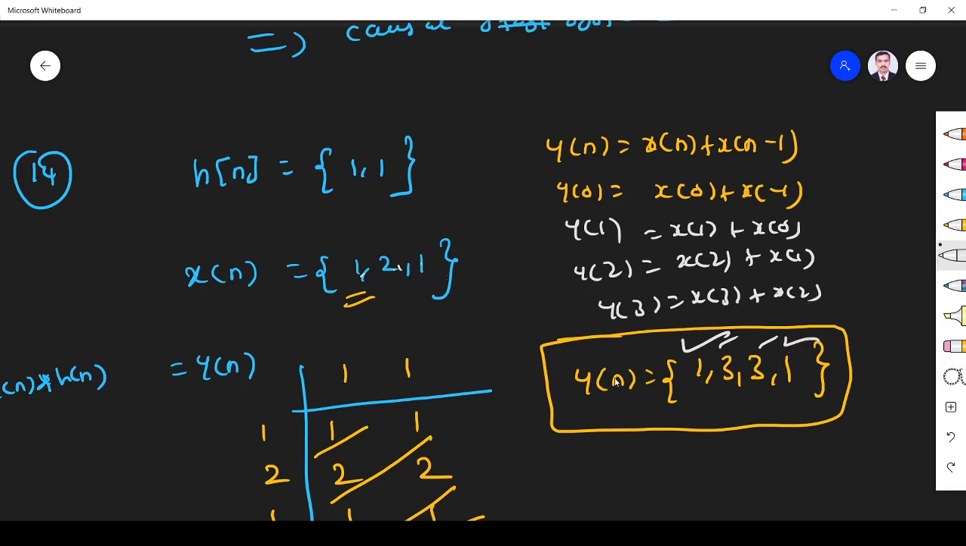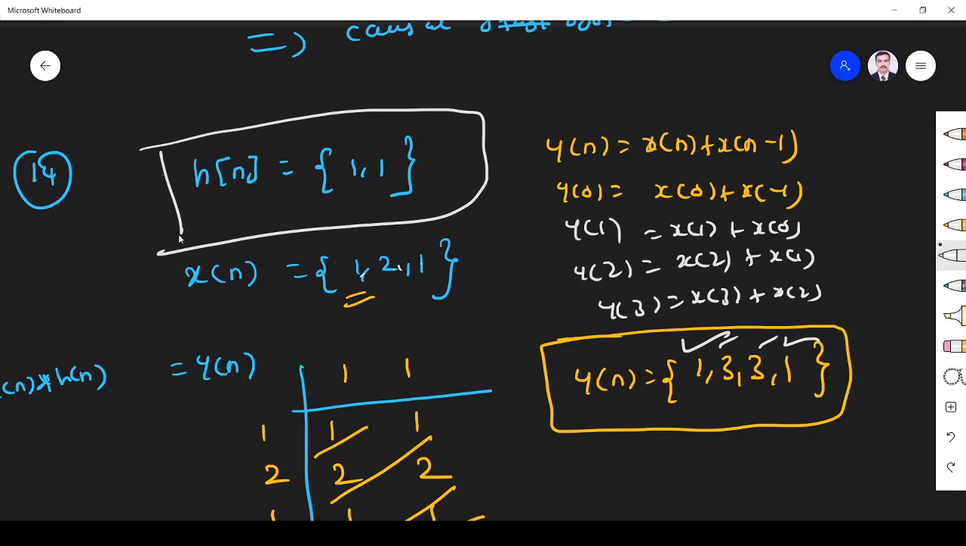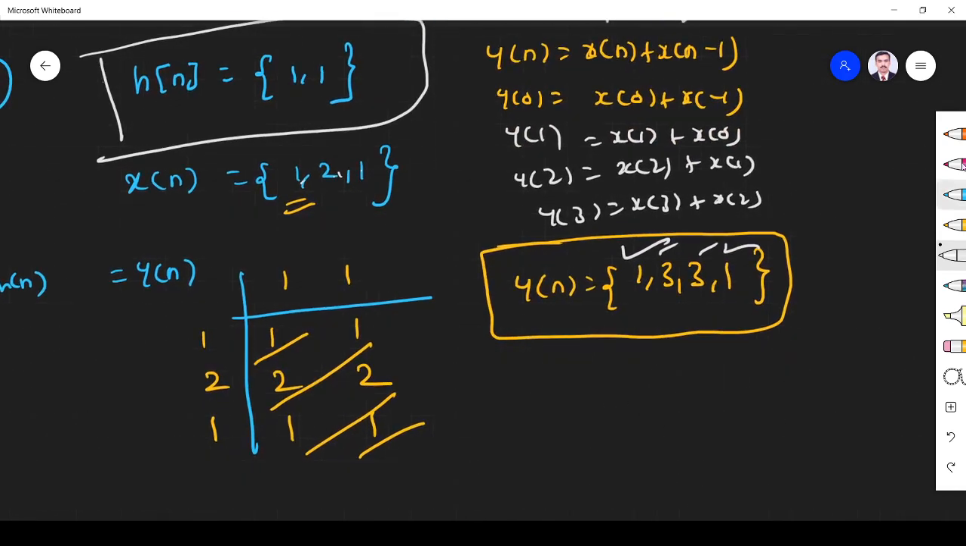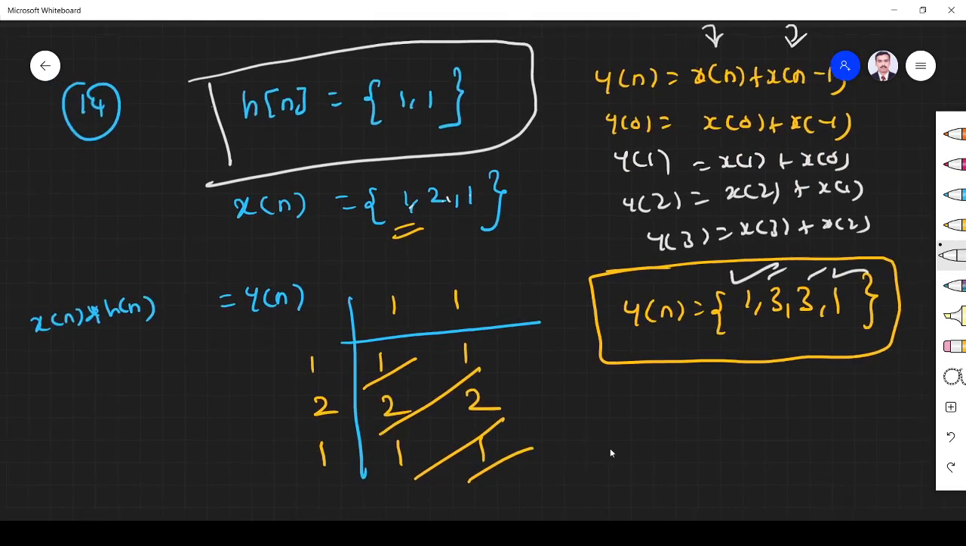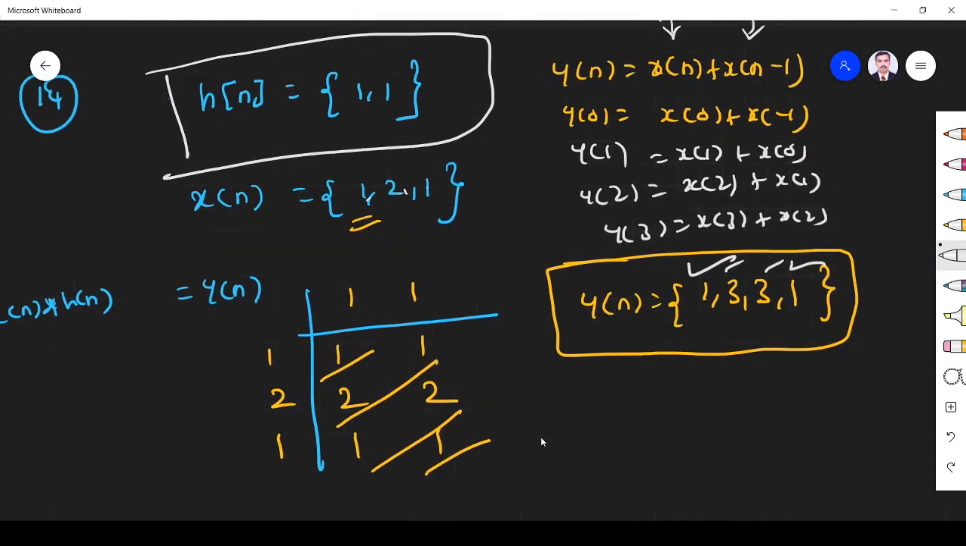You see, for our system, the output matches exactly. So the impulse response is perfect. If you want your system to give an output that is the sum of the present sample and the immediate past sample, the impulse response should be 1, 1. Clear? So we got the output like that. So with one problem we have learned 14 concepts.